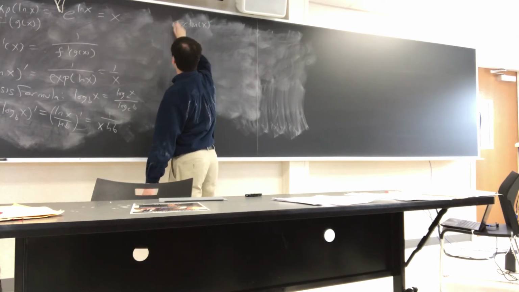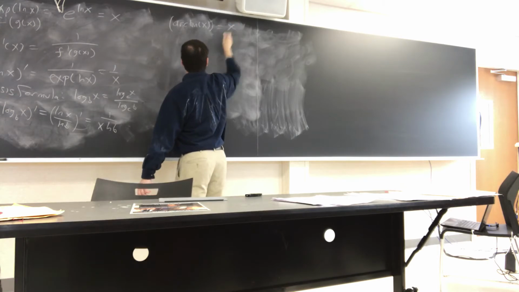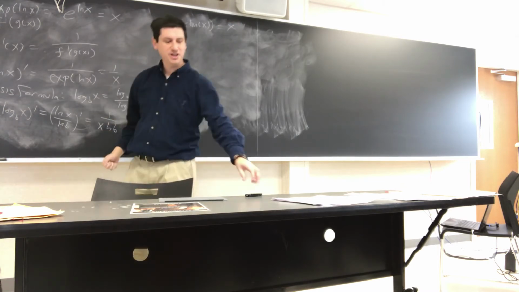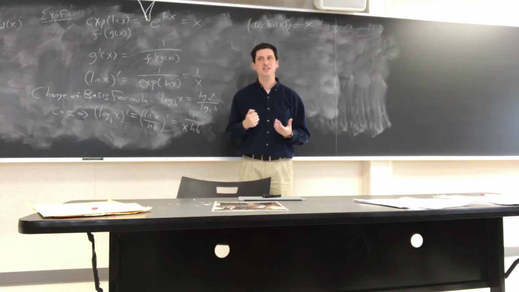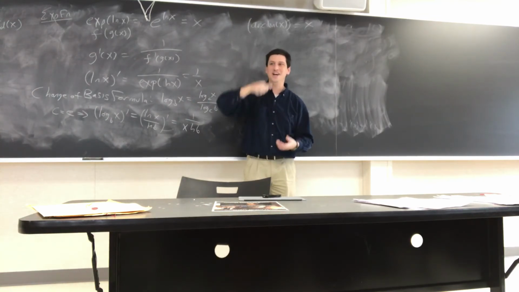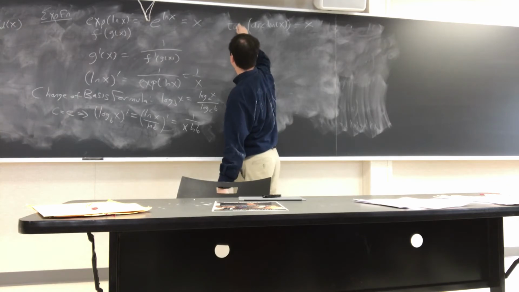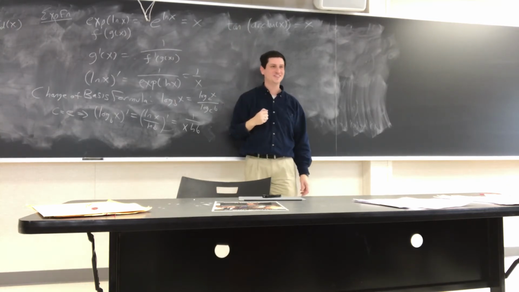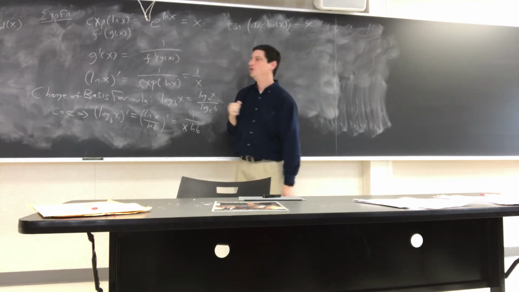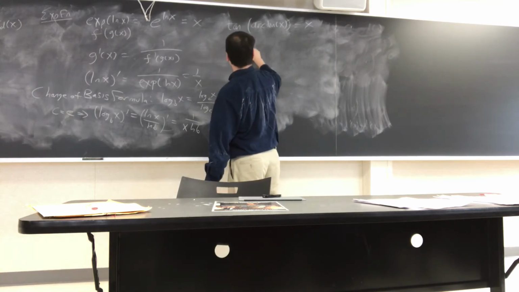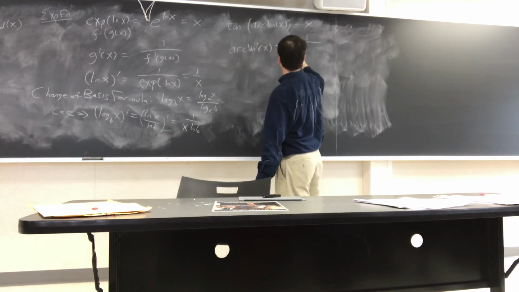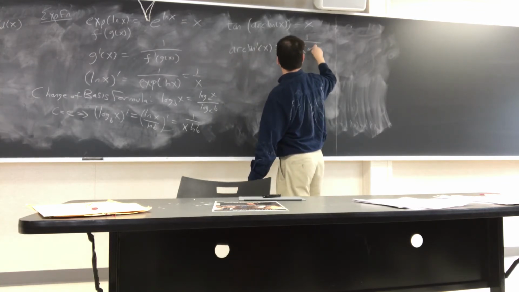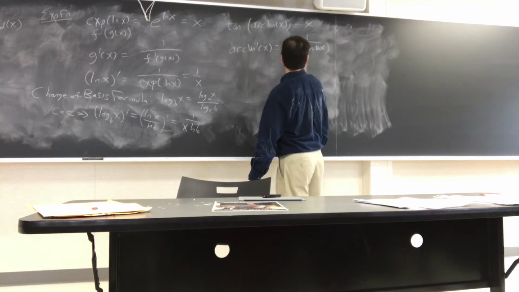I want to calculate the derivative of arctangent. I need a function which, when I evaluate it at arctangent, I get x. Does anybody know a function which, when you evaluate it at arctangent, you get x? Tangent, right? The tangent of the angle whose tangent is x is x. Again, these are proof by word. So we get the derivative of arctangent is just 1 over the derivative of tangent at arctangent of x.